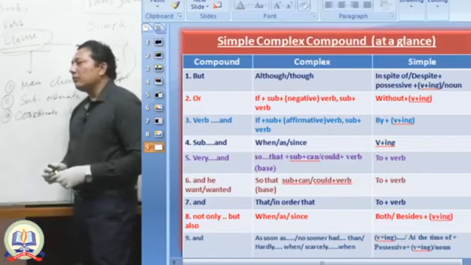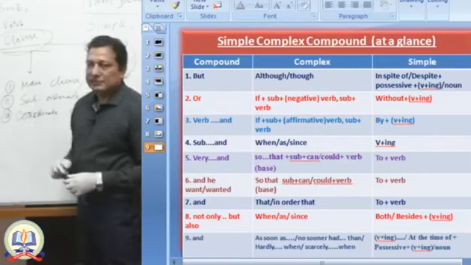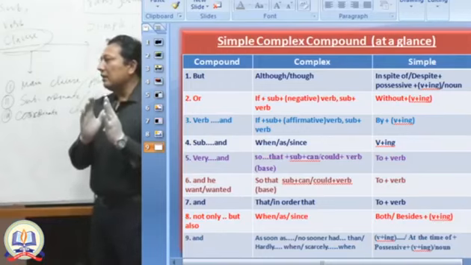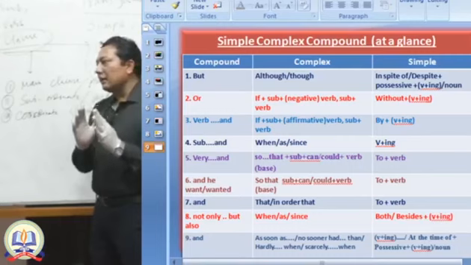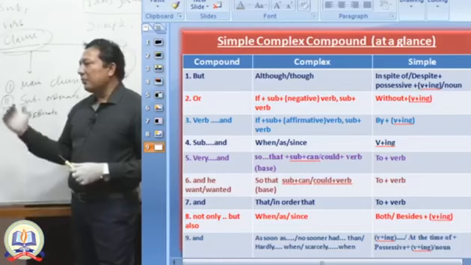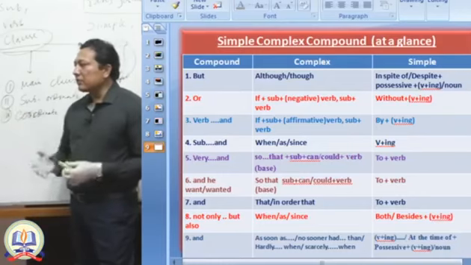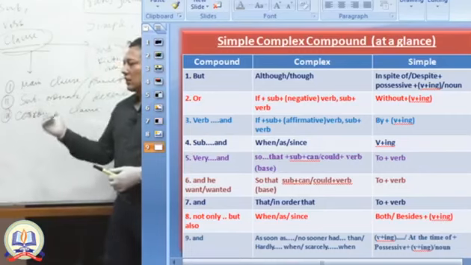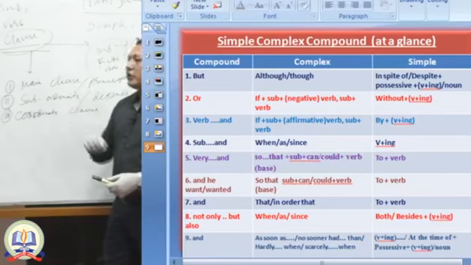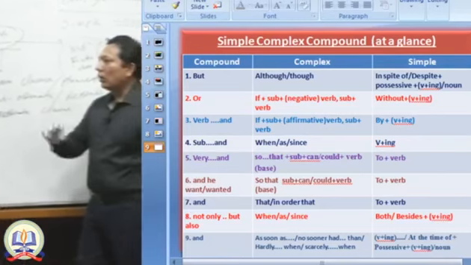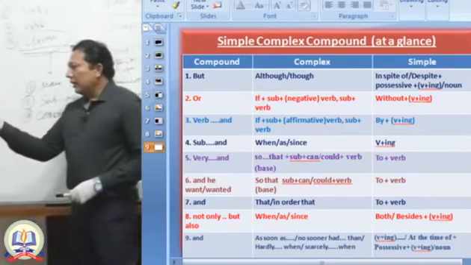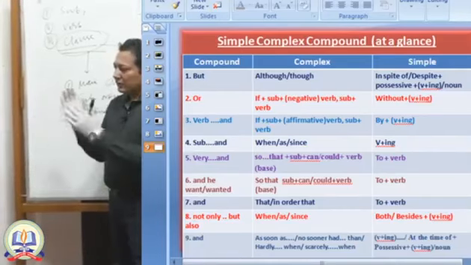And when you write a simple sentence, you have to use by plus ing. By using by plus ing, you can ensure that it has an affirmative meaning and you are writing a simple sentence. Then subject plus and, when, as, since, verb plus ing. If I give you some examples from each structure, it will be much easier. And of course, in my next class, I will try to make you clear about all the structures by giving an example for each. And then, and he wanted, and not only but also.